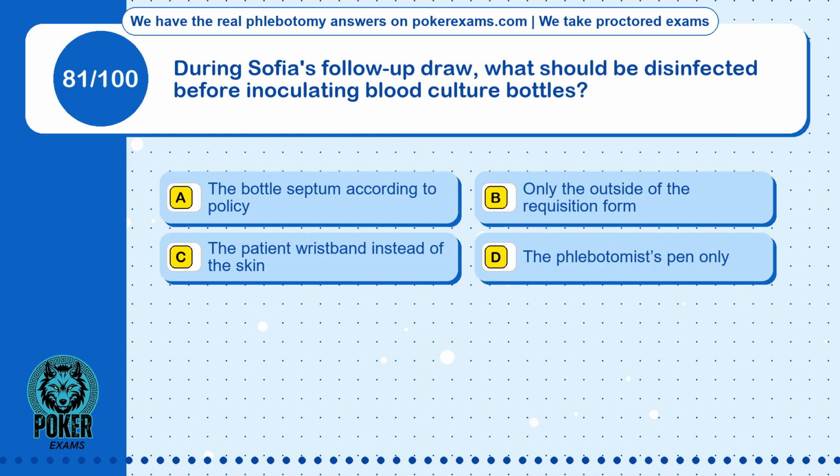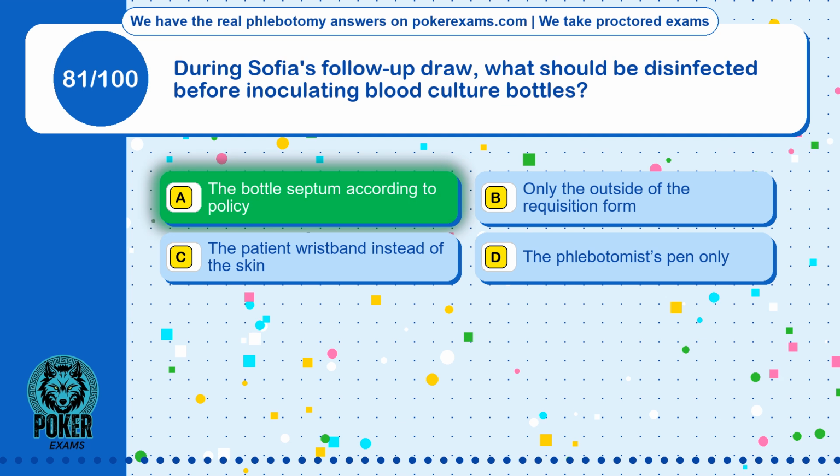Question 81. During Sophia's follow-up draw, what should be disinfected before inoculating blood culture bottles? Option A. The bottle septum according to policy. Option B. Only the outside of the requisition form. Option C. The patient wristband instead of the skin. Option D. The phlebotomist's pen only.